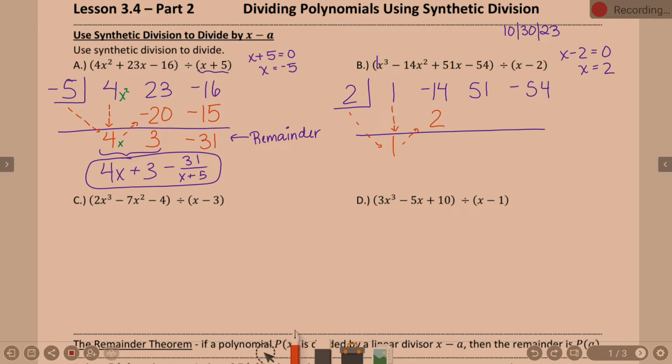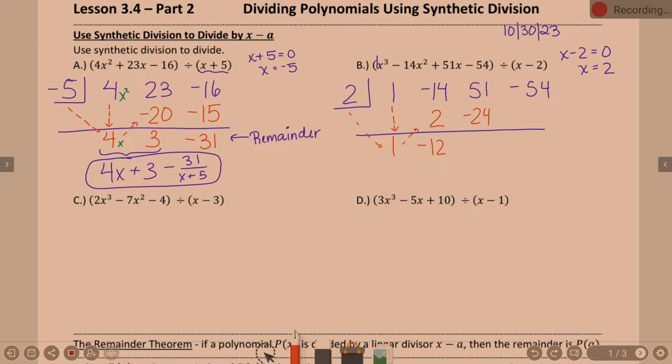After you multiply, you add. And this is where it is different than long division, isn't it? Because in long division you subtract. So this is multiply and add. That's all the steps we do. Negative 14 plus 2 is negative 12. And next, go back to multiplication. The original 2 times negative 12 is negative 24. We're going to take 51 and negative 24, and we're going to add.